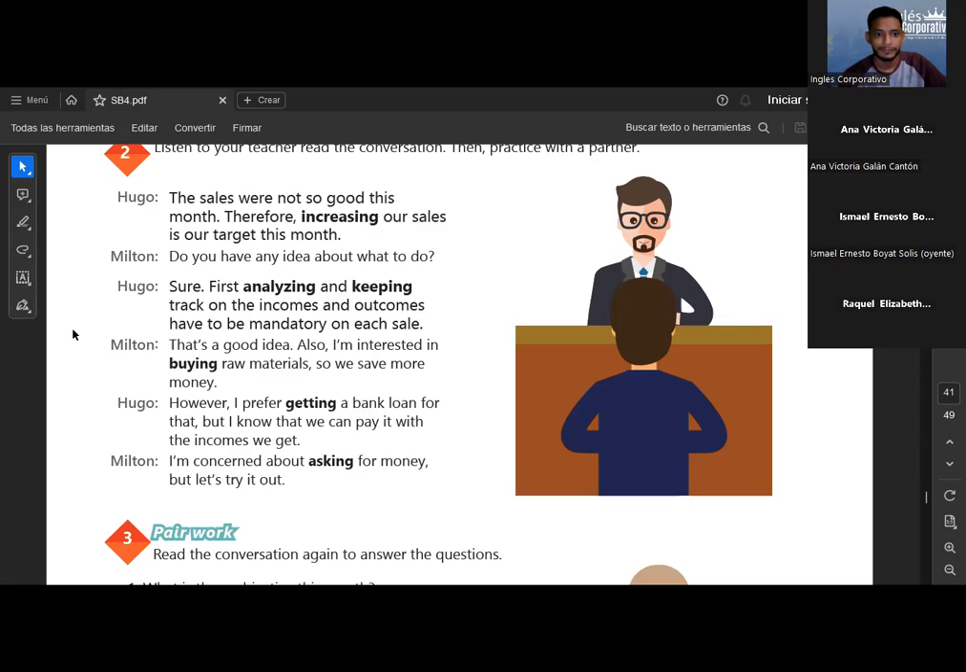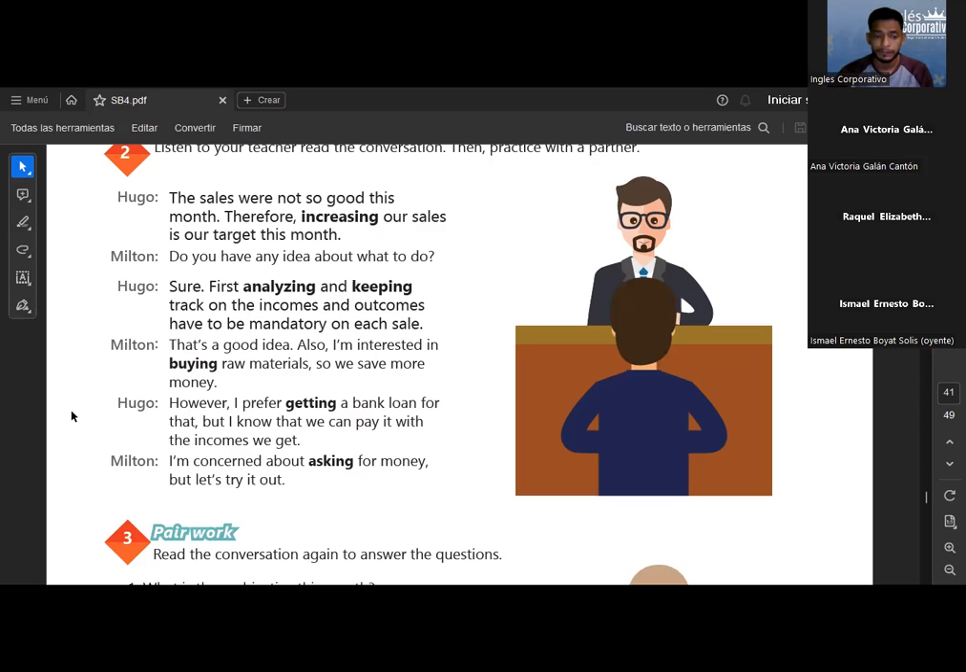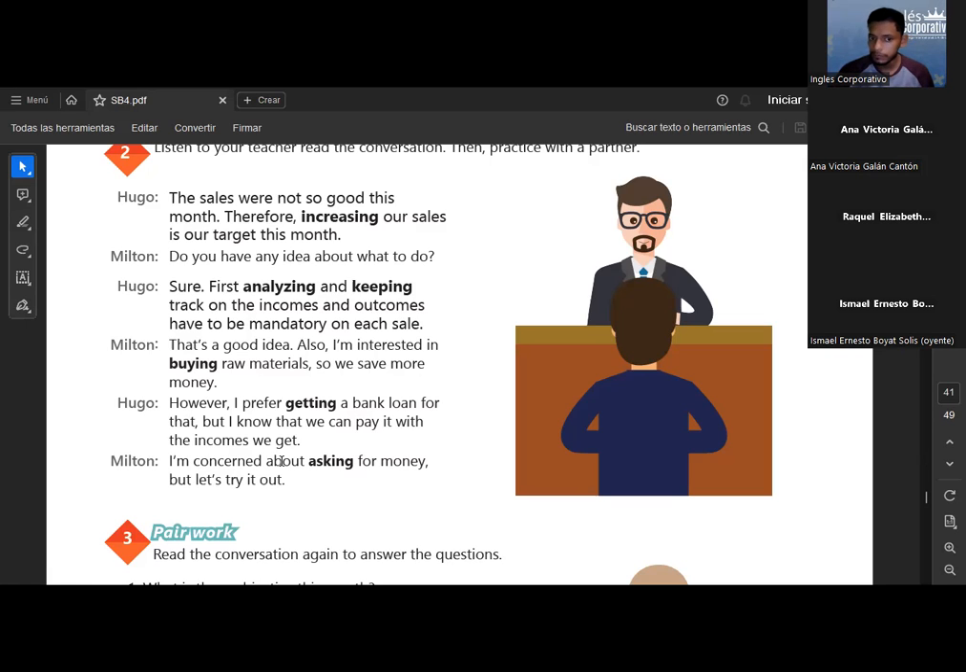The sales were not so good this month. Therefore, increasing our sales is our target this month. Do you have any idea about what to do? Sure. First, analyzing and keeping track on the incomes and outcomes have to be mandatory on each sale. That's a good idea. Also, I'm interested in buying raw materials so we save more money. However, I prefer getting a bank loan for that, but I know that we can pay it with the incomes we get. I'm concerned about asking for money, but let's try out. Okay, but let's try.